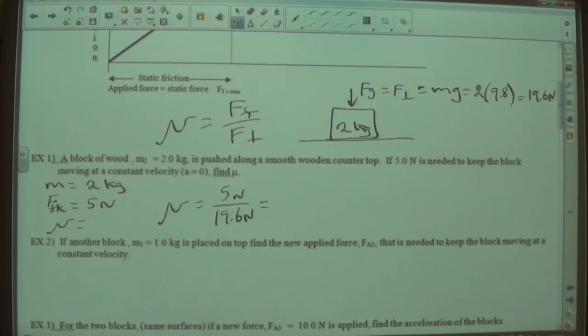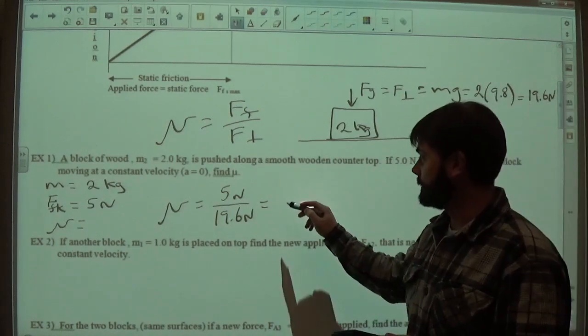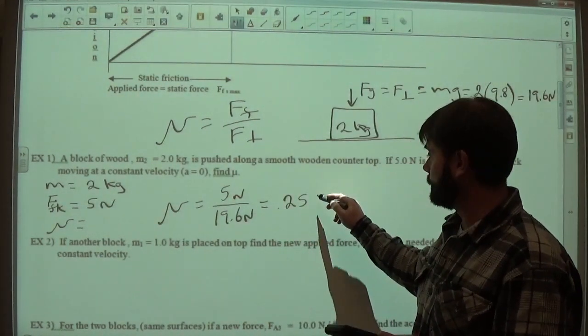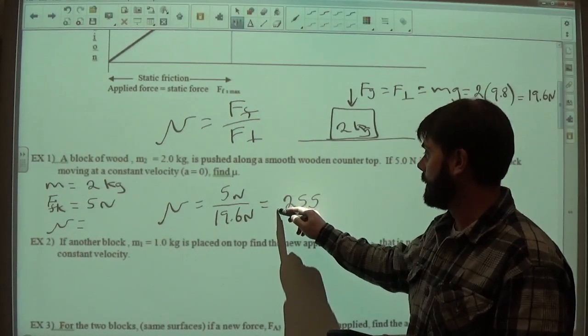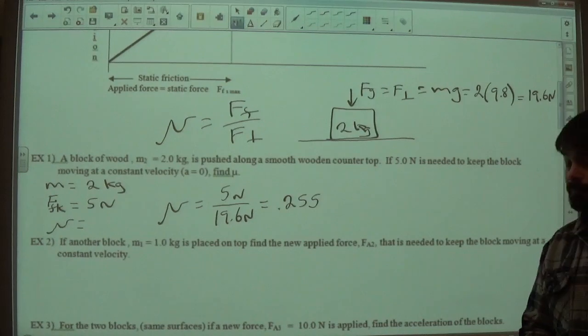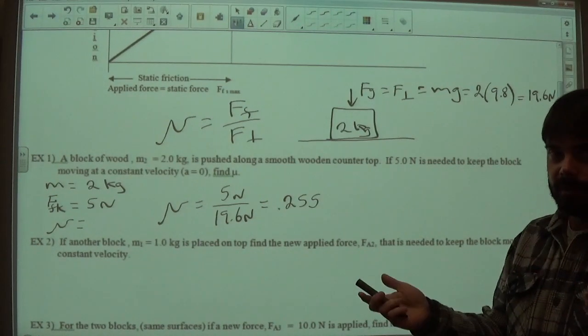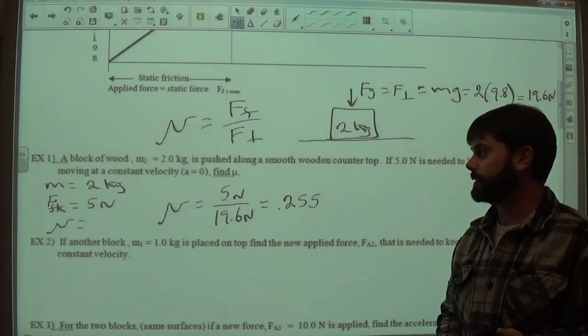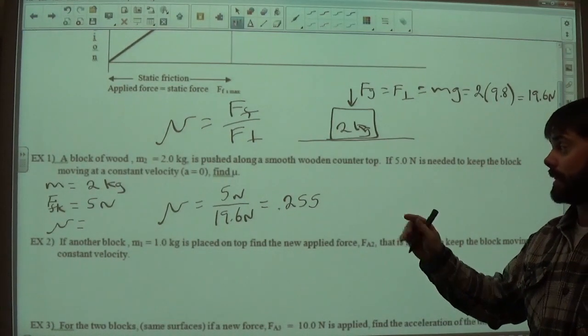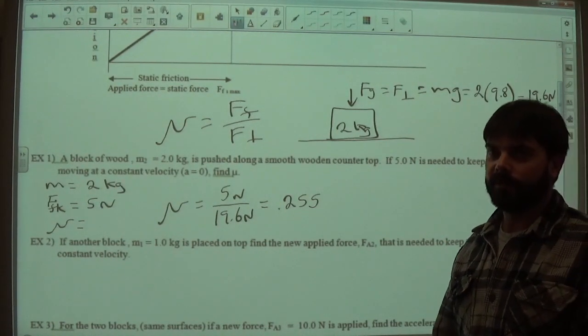It's going to give us a little bit more than that. So the mu that we get is 0.2, we'll go 0.255. Could round that to 0.26, but we'll say 0.255. And there are no units for mu. It's basically just a ratio. So that is approximately a fourth again, or 25%.